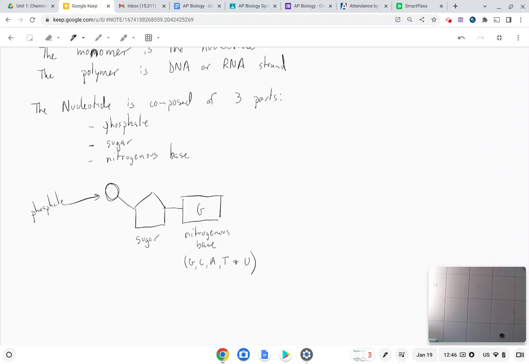Now, later on, I will show you how these connect to form a DNA strand. But for today, I just want you to know that the monomer is the nucleotide and it's composed of these 3 parts. Keeping it as simple as we can for now. Any questions about nucleic acids? Nucleotides? Yeah, alrighty. Good stuff. We got one more.